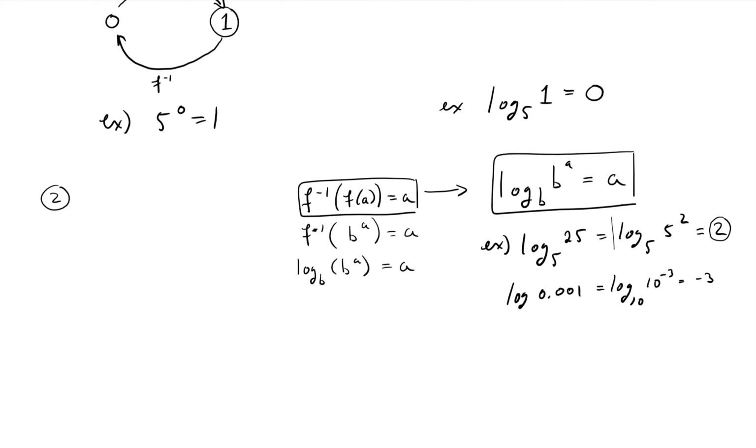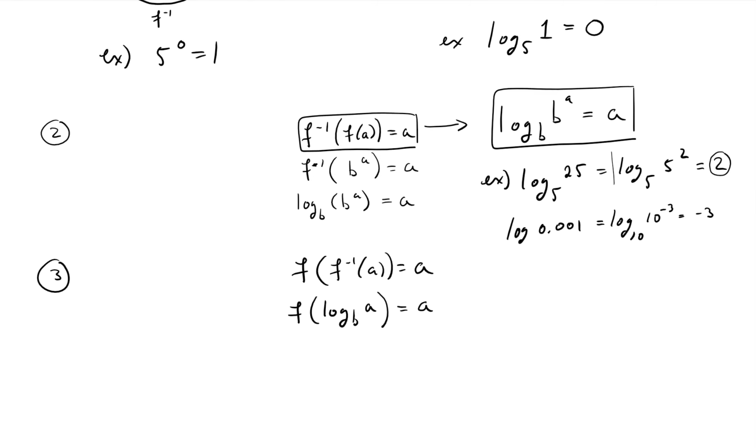Okay, so property number 3 is sort of the other way around. If I do f of f inverse of a, I'm going to get back a again. Okay, so if I read this, this means f of log in base b of a is going to give me back a. And f of x is b to the x. Right, so this is going to be b to the log in base b of a gives you back a.